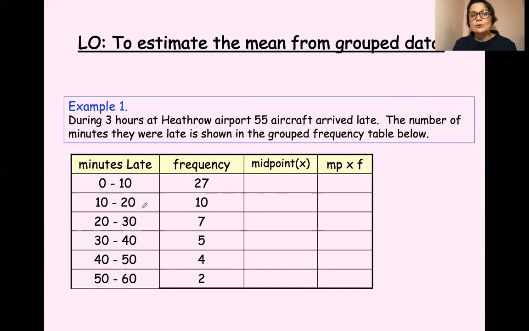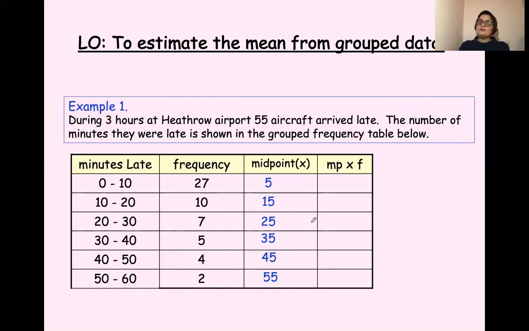And now we take the midpoint of each group. The midpoint of 0 to 10 is 5, 10 to 20 is 15, 20 to 30 is 25, 30 to 40 is 35, 40 to 50 is 45, and 50 to 60 is 55. So how do we find the midpoint? Between two numbers, you add the numbers together and then divide by 2. For example, 40 plus 50 is 90, and 90 divided by 2 is 45. So this is the rule.